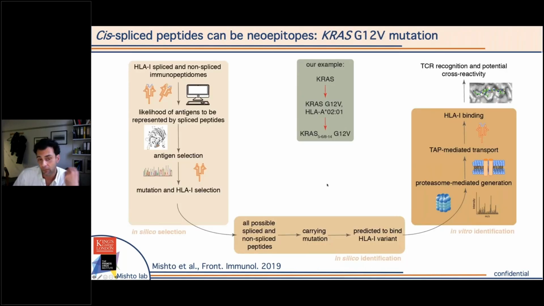Indeed, following this hypothesis, we developed a method for the identification of antigens and mutations in the antigen that could be interesting for the identification of spliced neoepitopes. Applying this method, we identified KRAS and the KRAS G12V mutation as interesting, and then we verified the production of the spliced epitope candidate in in vitro assays.